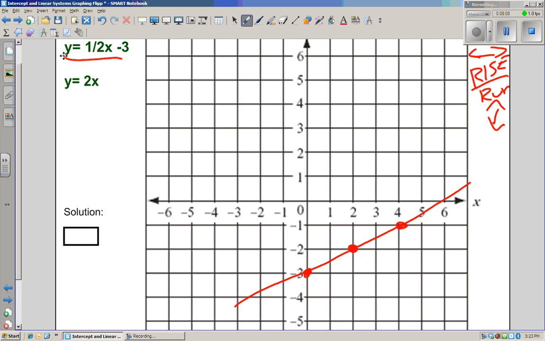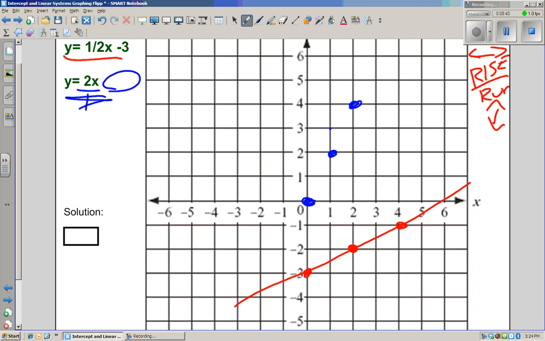My second equation I will do in blue. Since there is no y-intercept, you'll notice that means I start my graph at 0. It is 2x, which means I rise 2, run 1. Now, this is a common problem students often run into.